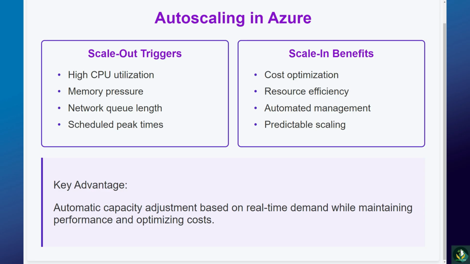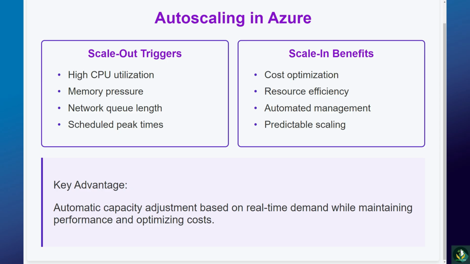Setting up auto-scale rules. Define clear scaling metrics. Set appropriate thresholds. Configure scaling increments. Establish monitoring periods. Performance thresholds. CPU utilization targets, typically 70-80%. Memory usage limits. Queue length triggers.